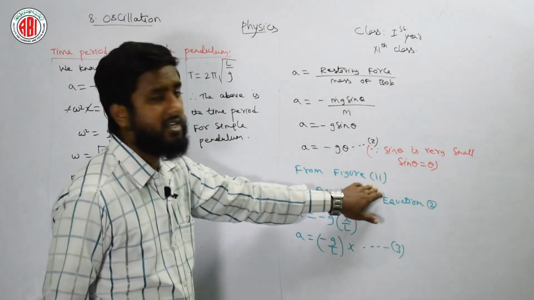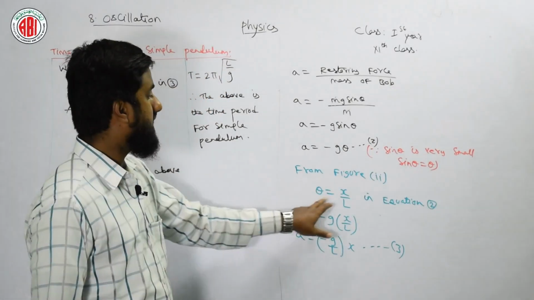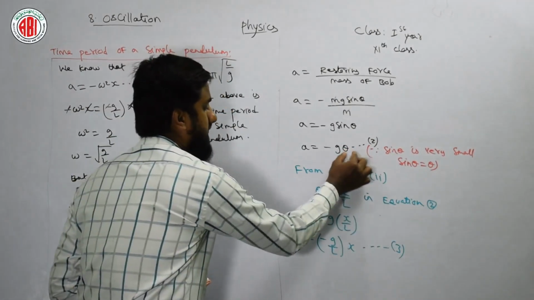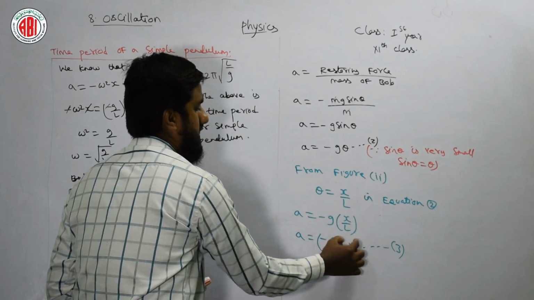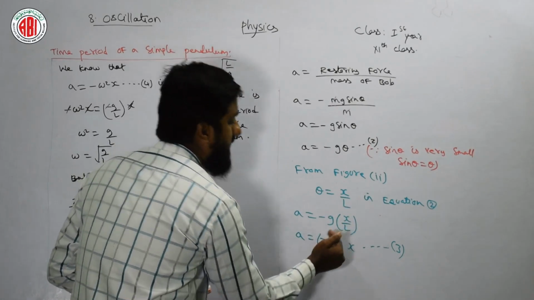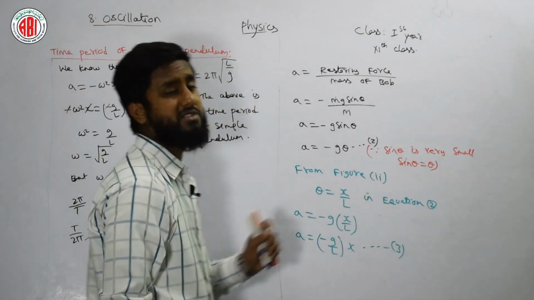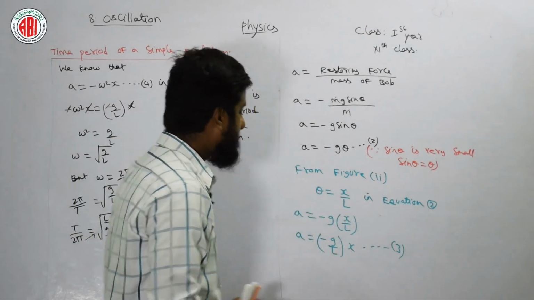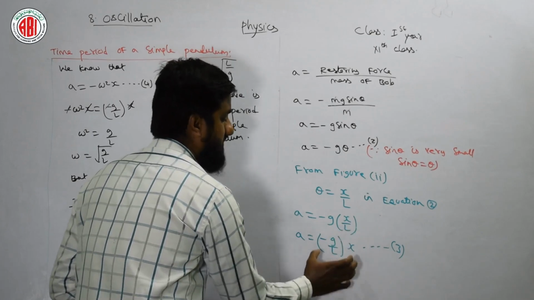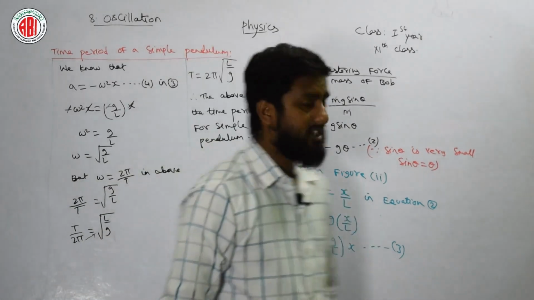From the figure, theta is equal to x by L, in equation number 2. So in equation number 2, instead of theta, we put x by L. Now a is equal to minus g by L into x, taking the displacement x outside. So this becomes equation number 3. You might ask, sir, why have you taken x outside? This is the procedure we have to follow. So this is equation number 3.